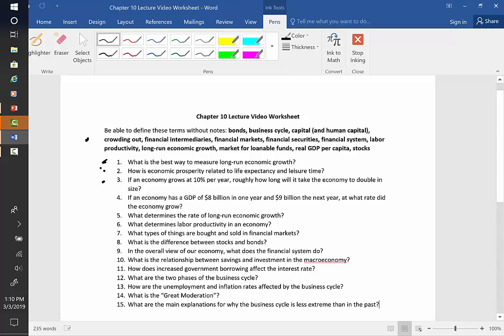Number three says, economy grows at 10% per year. Roughly how long will it take the economy to double in size? Using the rule of 70, I will divide 70 by the growth rate of 10% to tell you that it will take the economy 7 years to double.